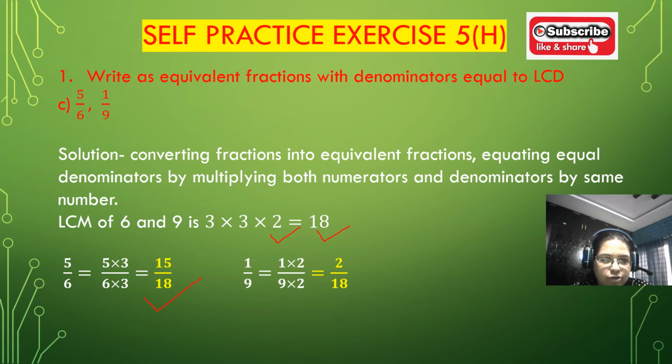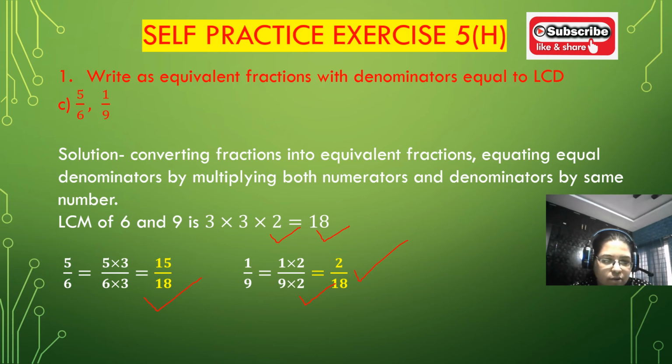Now we have to convert the fraction 1 divided by 9 into an equivalent fraction with denominator equal to the LCM, that is 18. We know multiplying the denominator 9 with 2 we get 18, which is the LCM of 6 and 9. So multiply the number 2 with both numerator and denominator of 1 divided by 9. Multiply the numerator 1 with 2, we get 2, and multiply the denominator 9 with 2, we get 18. So we get 2 divided by 18, which is the equivalent fraction of 1 divided by 9.